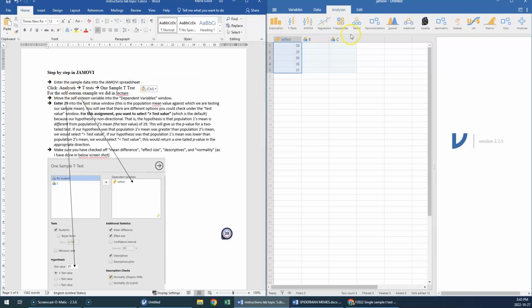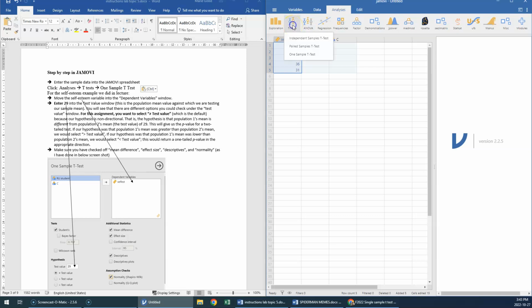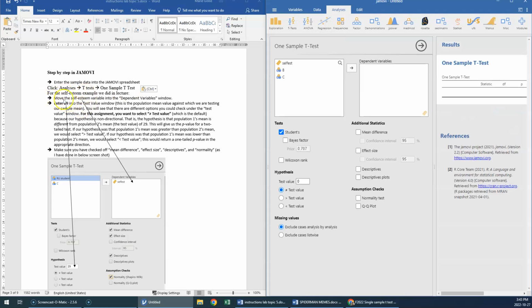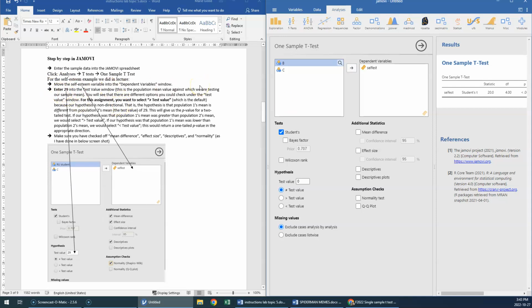Now we are going to click on analyses. So in the data tab, click on analyses, and you're going to find t-tests, which are right here, and one sample t-test. Okay. So we are going to move the self-esteem variable into the dependent variables window. And there's just a few things that we need to do here now. So we need to tell Jamovi what comparison population mean we are using to compare to our sample mean. And this is what we do in the test value. Okay, so we're entering 29 in our test value window, right?